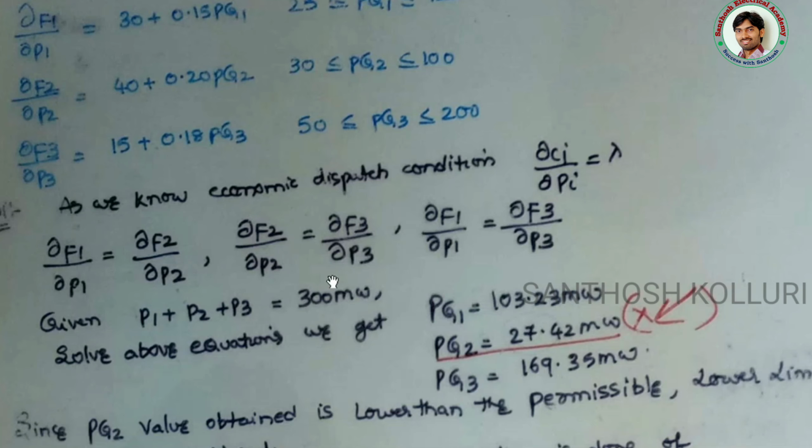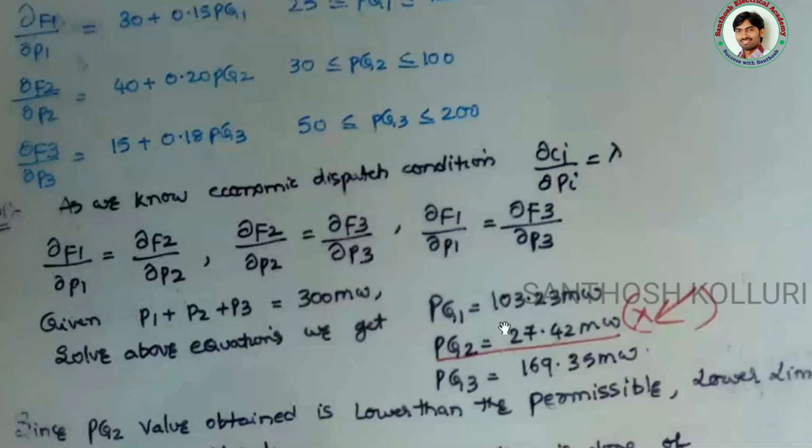If you solve these, you will get Pg1 is equal to 103.23 megawatts, Pg2 is equal to 27.42 megawatts, Pg3 is equal to 169.35 megawatts. After solving this one, I got the results like this. So what is the next step to follow here? You have to cross check with the limits, constraints of the generations.